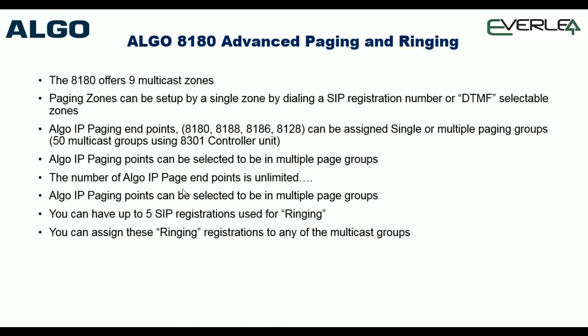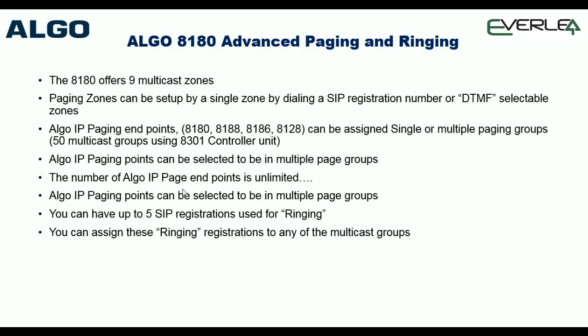Just want to touch on a few points with the advanced paging and ringing. The technical side is added on to the end of this presentation, and the technical presentation will go into this in more detail. But from a sales perspective, effectively the 8180 has 9 multicast zones, which we call page groups. Out of that 9, you can use 6 or 7 of them, and then you've got things like all page, and music on hold that you can play through it. So these are counted as part of the channels. Have a talk to us about that if you particularly want to go into the zones.